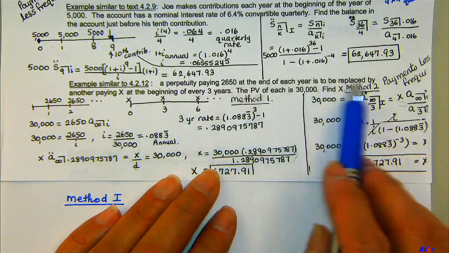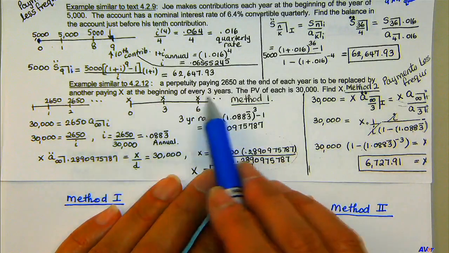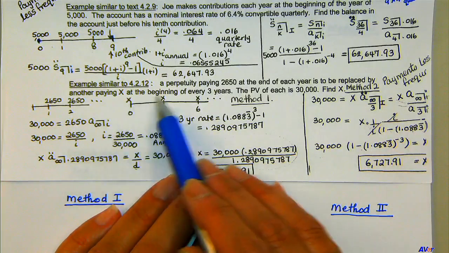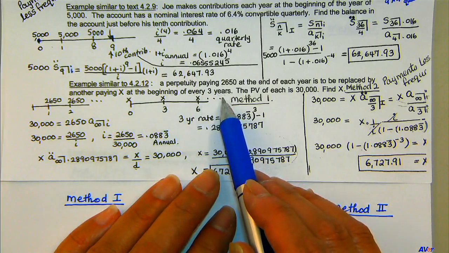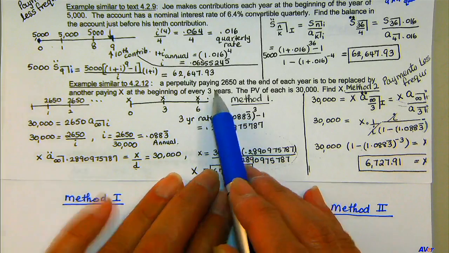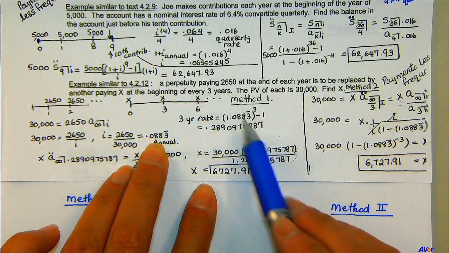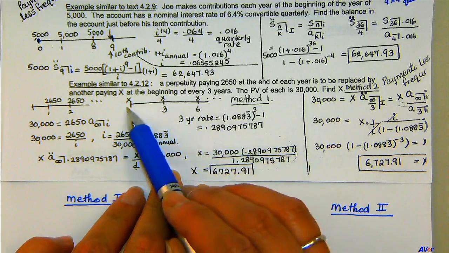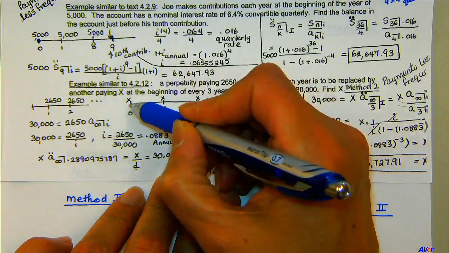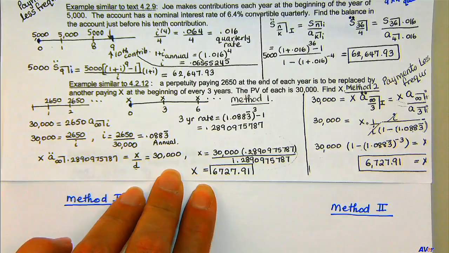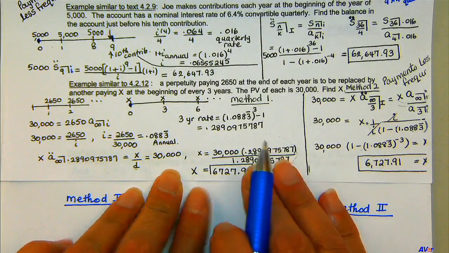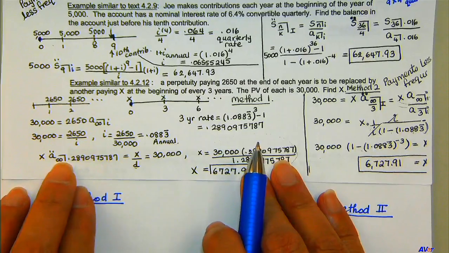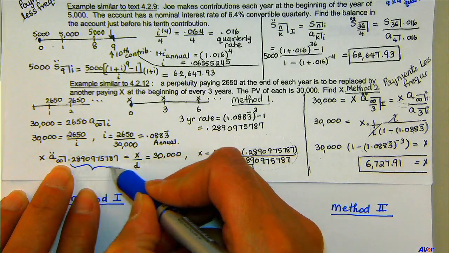And let's see, replaced by another paying X at the beginning of every 3 years. So I have to find the 3-year rate. I have the annual rate. I can find the 3-year rate, 1 plus I to the cubed minus 1. And then these payments are occurring at the beginning of every 3 years. So this will be A double dot angle infinity at the 3-year rate. Follow? So I'm using X, A double dot angle infinity, and this is the 3-year rate.